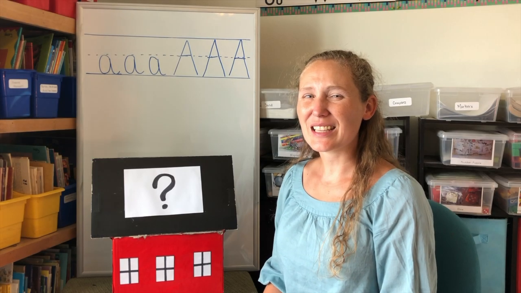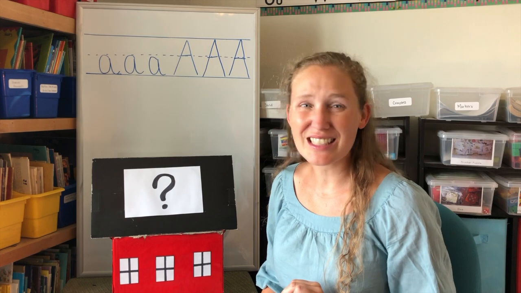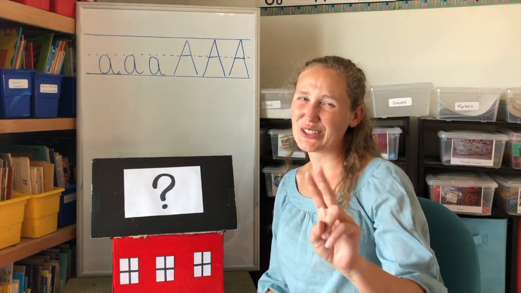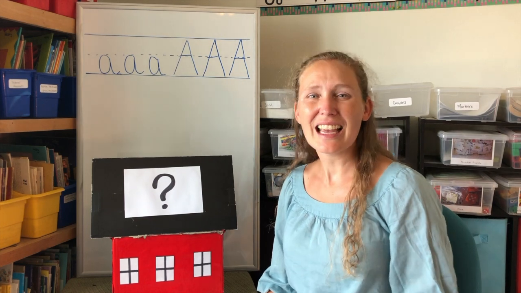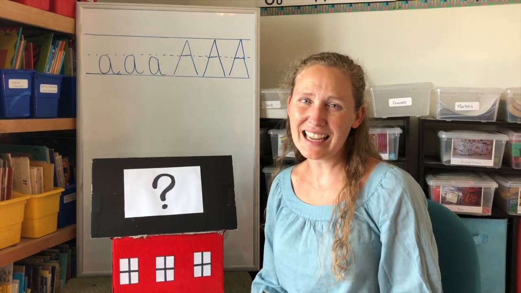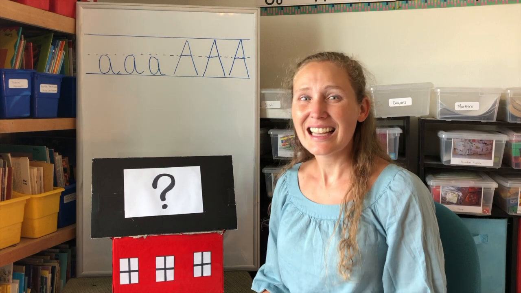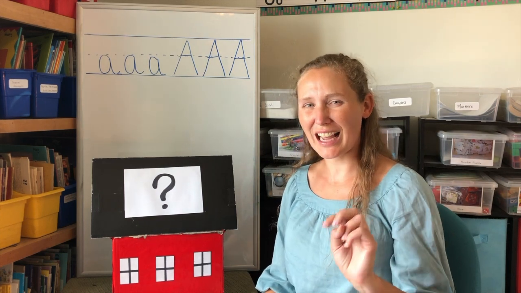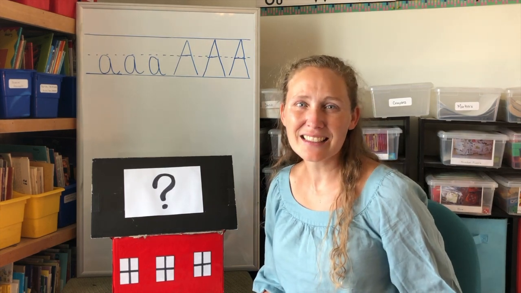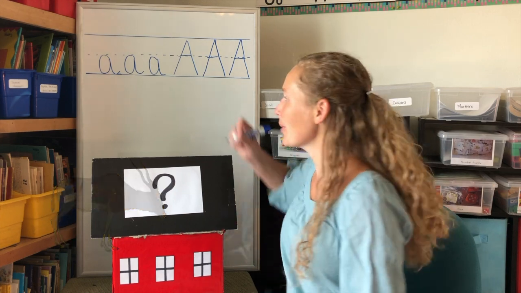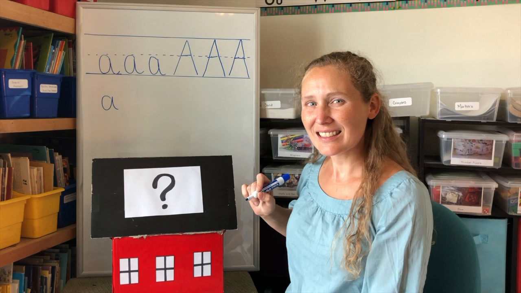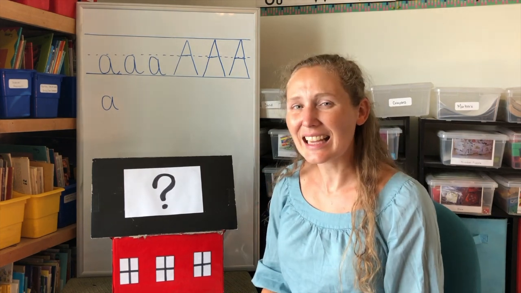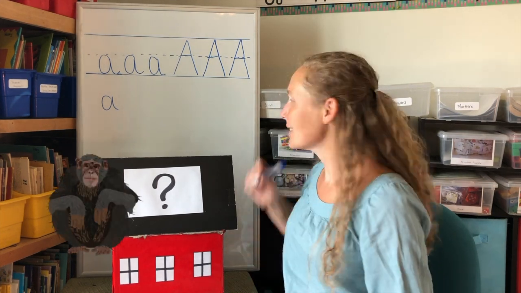Did you know an A can make 2 sounds? An A says ah and ay. A can make 2 sounds. It says ah, like antelope, and it can also say ay, like ape.